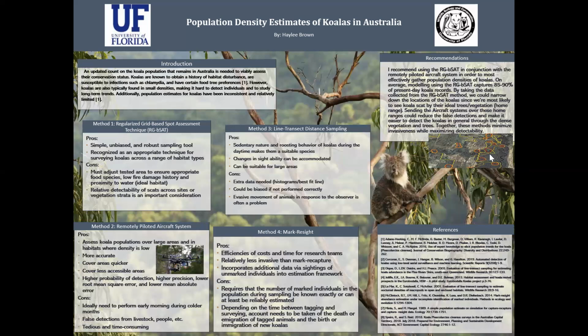And this is going to be a defined boundary of their range, which makes it easier to fly the remotely piloted aircraft, because then we can make it easier to detect koalas through this dense vegetation and trees that they're typically found in. And together, these methods can minimize the invasiveness while maximizing the detectability of these koalas.